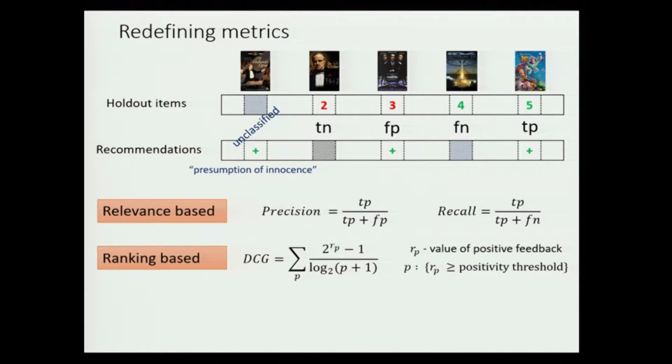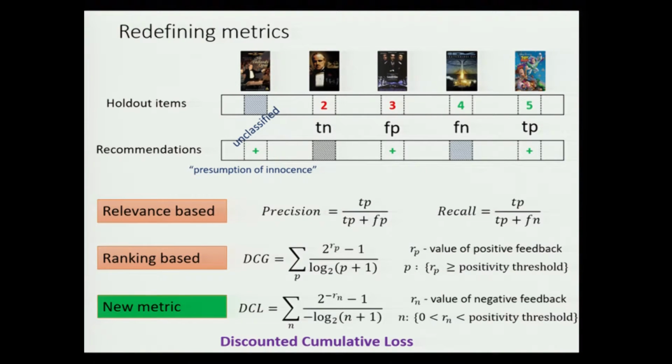In DCG metric, we use only positively rated items to evaluate the gain. And we also introduce a new metric, which we call discounted cumulative loss, which is kind of opposite to the DCG, and it measures the overall disappointment that the user will get with our recommendations.